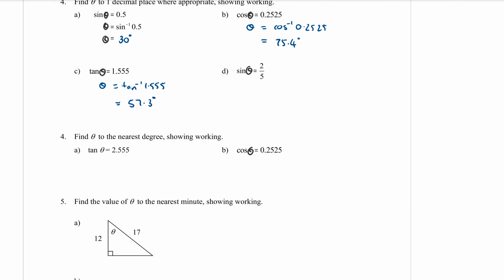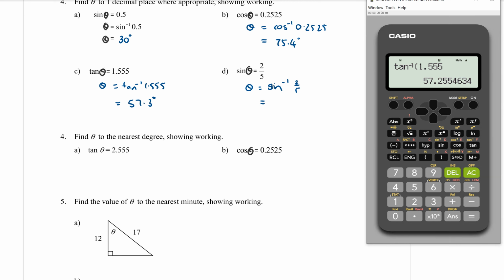And last one, to get theta, I need to inverse sine of 2 over 5. So use a fraction button. So 23.6 degrees.